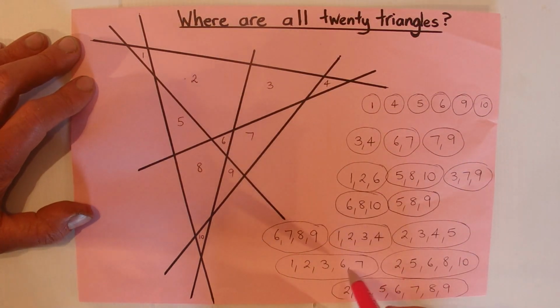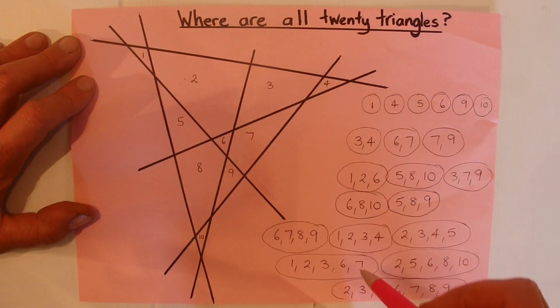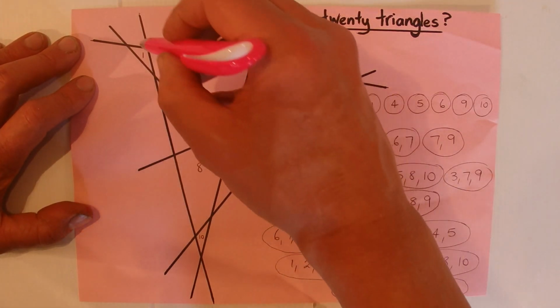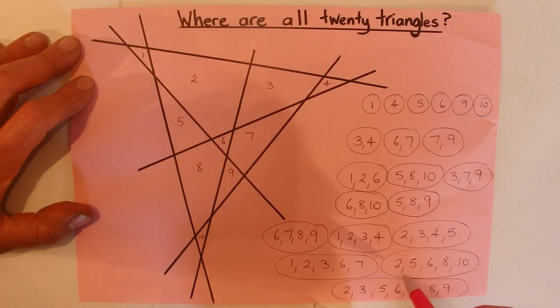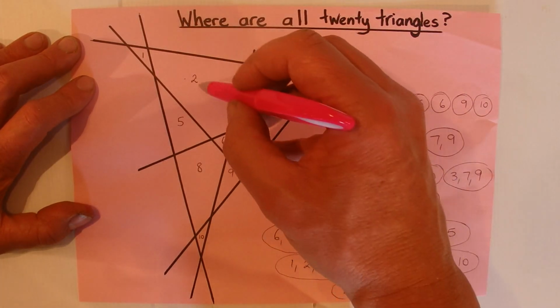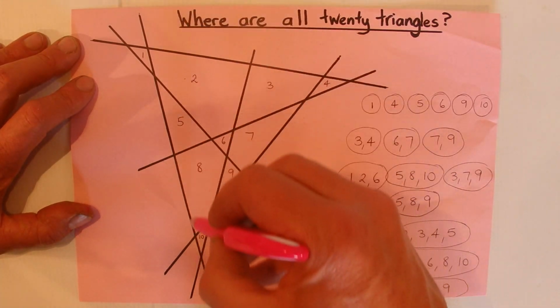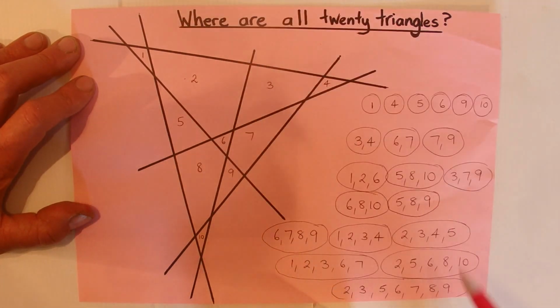And now with 5 adjacent shapes, we've got 1, 2, 3, 6, and 7, which is another triangle. Then 2, 5, 6, 8, and 10, so that's there.